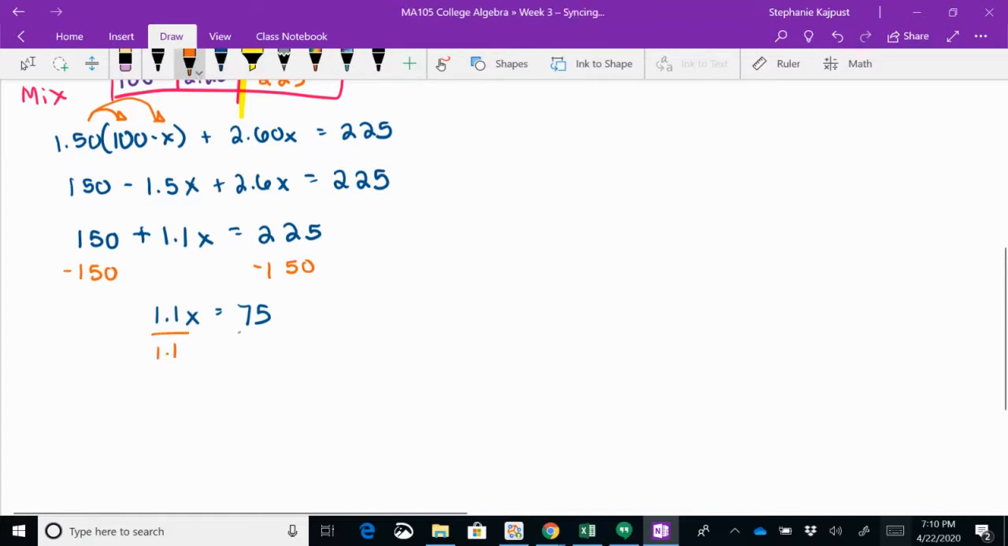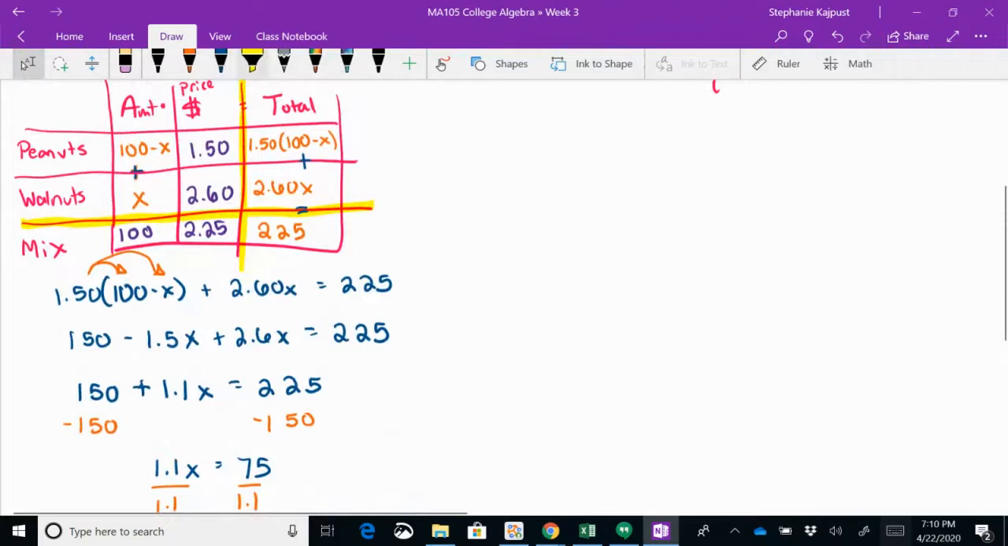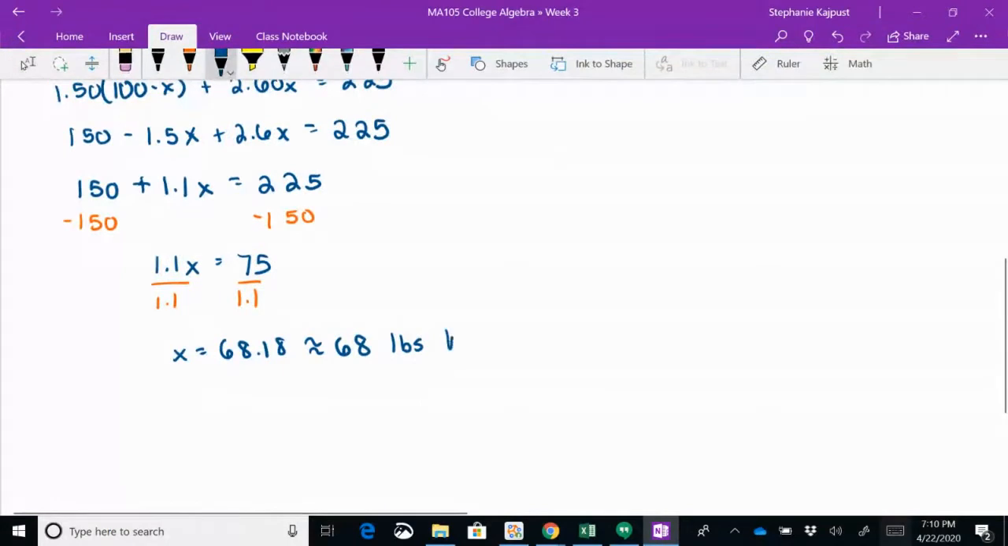Now I'm going to divide both sides by 1.1. And it's good because I modified the numbers, it doesn't come out perfect, but we get 68.18, and since we're looking at pounds, we'll round it to a whole number, because we are looking for the amounts. So that is 68 pounds. Now that x is the walnuts, because I labeled walnuts x. So that is going to be 68 pounds of walnuts.